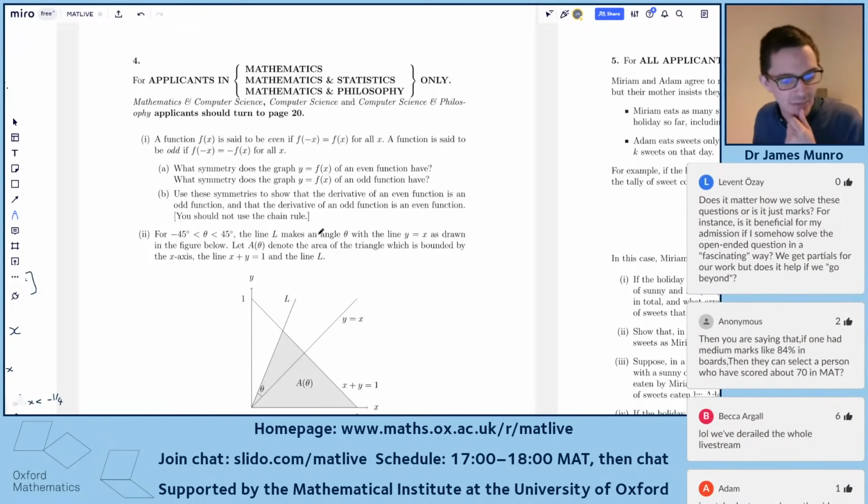If one person had medium marks, 84% is not medium, 84% is pretty good. Can they select a person who scored about 70 in that? Yeah, tutors can select anyone for interview. They can do it based on anything. It's recommended that they look at math scores, but that's not the only thing. Okay.